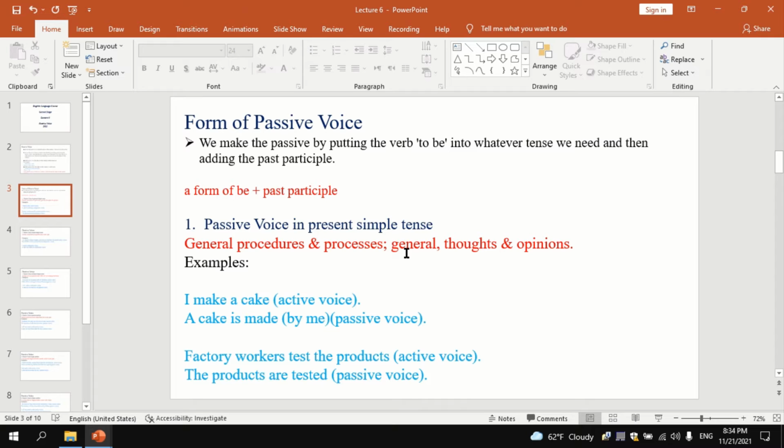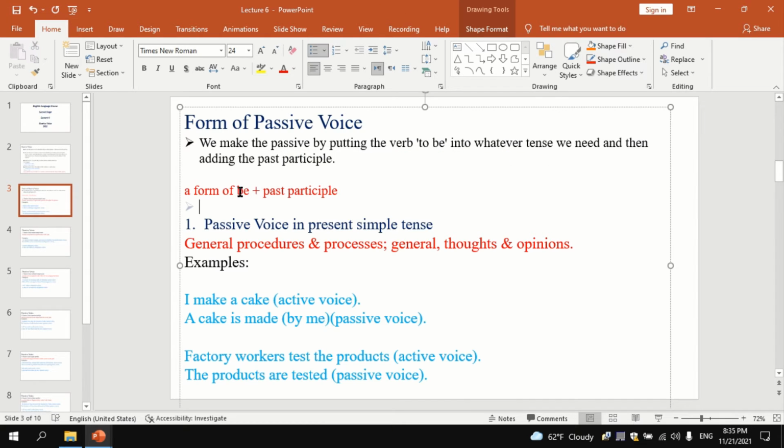The form of the passive voice: a verb to be plus past participle, whatever tense we need, and then adding the past participle. So any tense, then we add the past participle. Maybe is, was, were, plus past participle. The past participle can be at any tense.